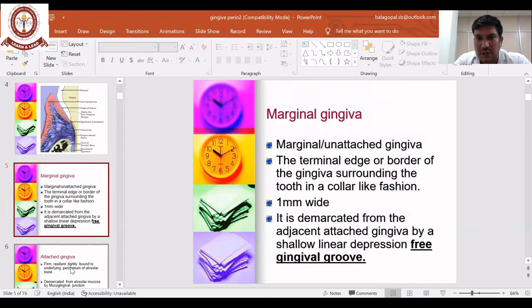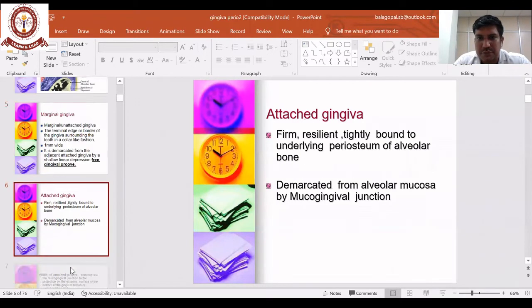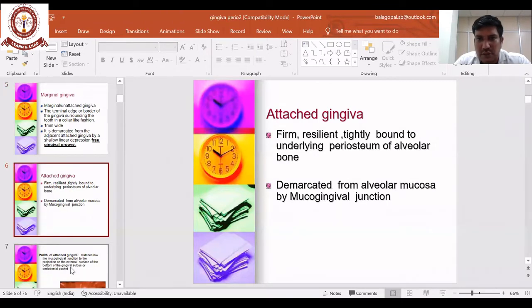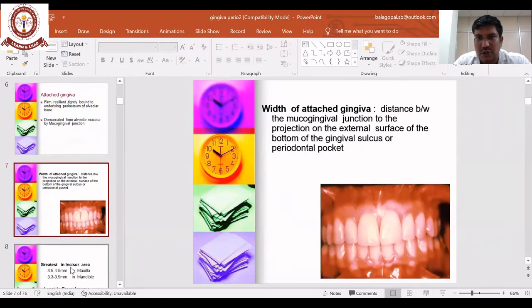So marginal gingiva is the terminal edge or border of the gingiva surrounding a tooth in a collar-like fashion. It is 1 mm wide. And the attached gingiva is firm, resilient, and tightly bound to the underlying periosteum of alveolar bone. It is demarcated from the alveolar mucosa by the mucogingival junction. An important part of the attached gingiva is its width. So how much is the attached gingiva?